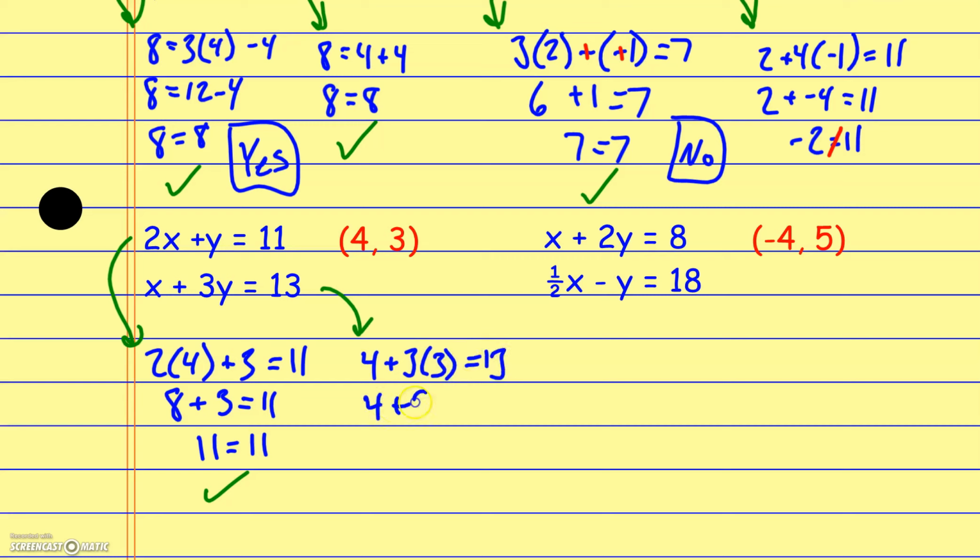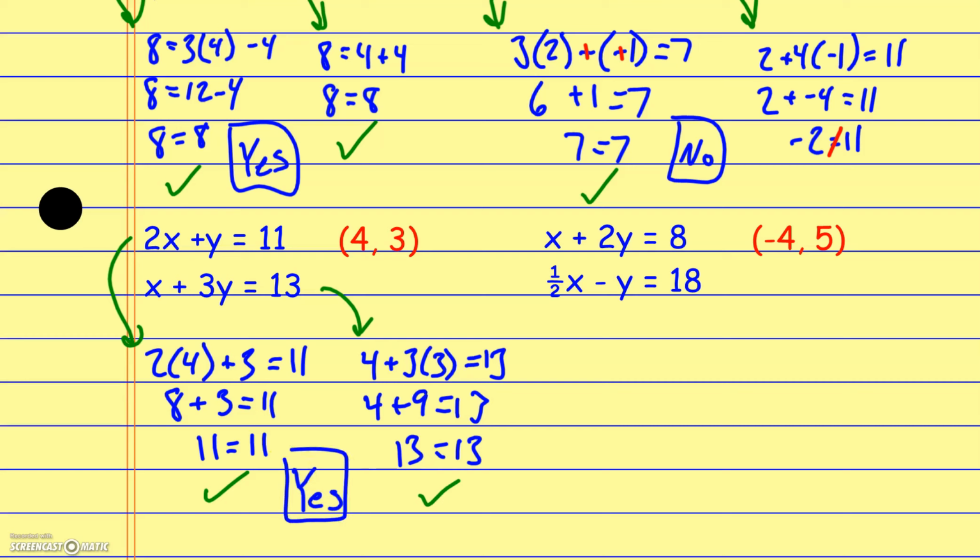So I get 4 plus 9, which indeed does give me a 13. So it works. All right. So since the ordered pair worked for both equations, I can say that yes, this one is a solution to the system because it worked for all of the equations in that system.